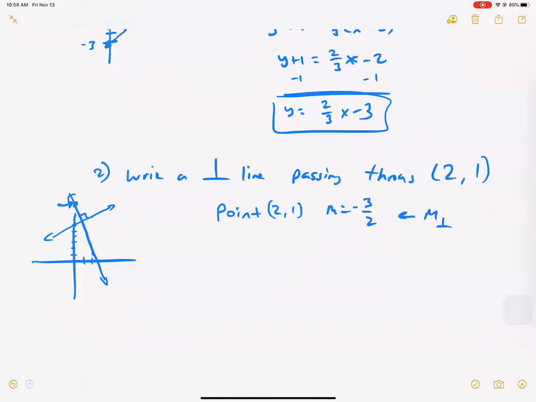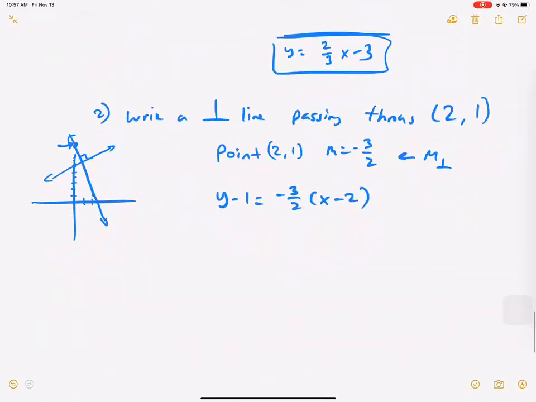So let's go ahead and rock this. Y minus 1 is equal to negative 3 over 2 x minus 2. Careful about those negative signs. And why did I use this form? Because I have a point and a slope. So I'm going to use my point-slope form. You could squeeze this into slope-intercept form, and a lot of people teach this and use this. But if you guys are going to Algebra 2, you should learn this form.